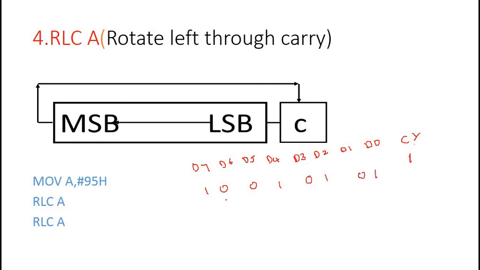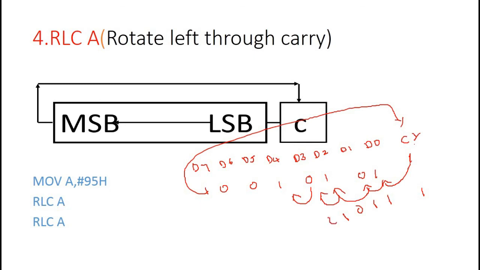Right? So after RLC, the rotate left through carry, what happens? This 1 will be shifted to the carry flag. That is, it becomes 1. And this carry will be shifted to D0. Correct? So that is 1. And this D0 will be shifted to D1. And this will be shifted to D2. And this D2 will be shifted to D3, 1. And this will be shifted to D4, that is 0. And this will be shifted to D5, that is 1. And this will be shifted here, that is 0. And this will be shifted here, so it is 0.